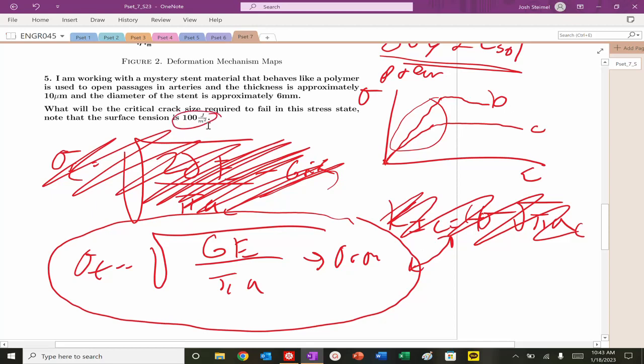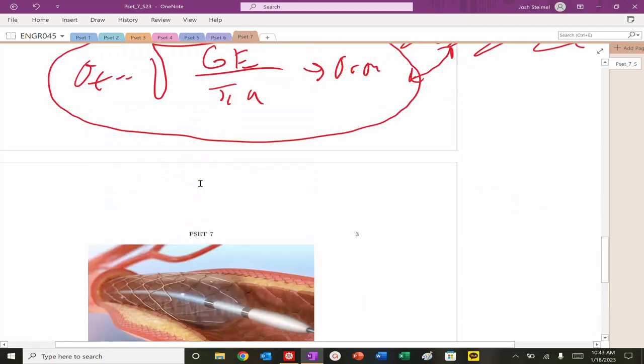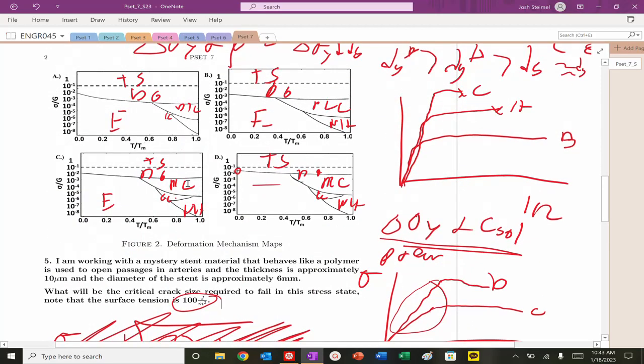So that's actually the point, making sure that you're using the correct criteria for the correct failure mechanism. And that is PSET 7.